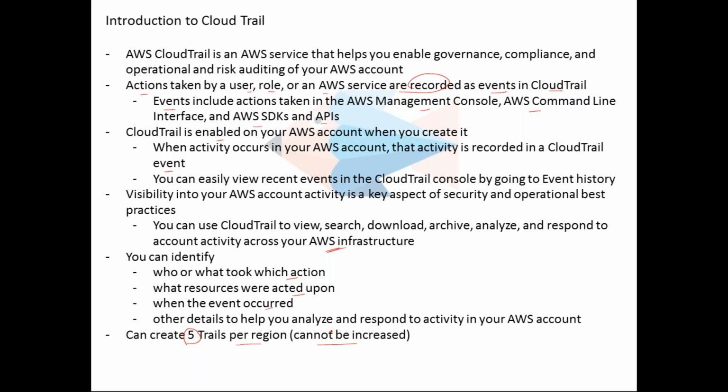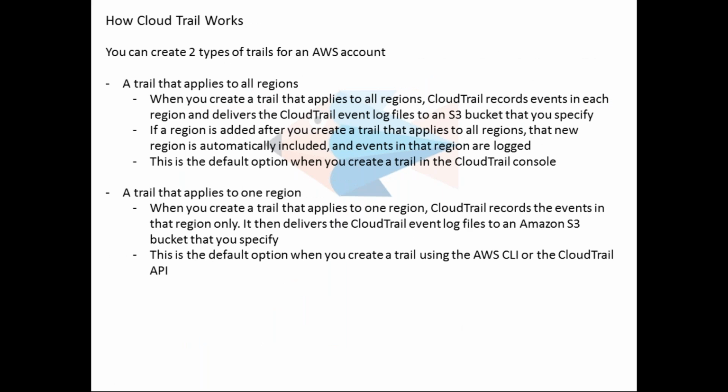Now, how CloudTrail works. There are two types of trails for an AWS account: a trail that applies to all regions and a trail that applies to one region. When you create a trail for all regions, all the activities happening in different regions will be logged in a single S3 bucket in a particular region.